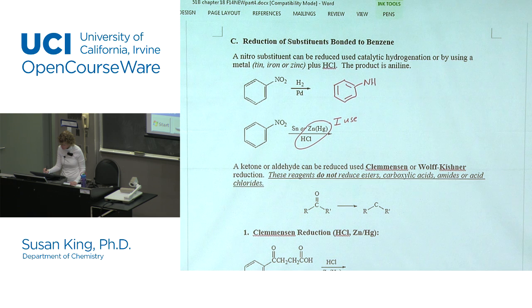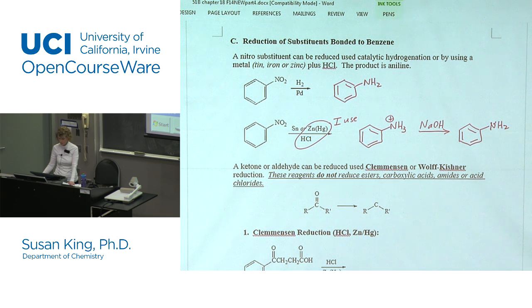So for both of these, H2 and palladium reduces this to an NH2. Now we have a way to make aniline that we didn't have before. Zinc and mercury amalgam and hydrochloric acid will make aniline also, but since you're in acid, it will be protonated. So if you use this method to make aniline, you have to add an extra base, what we would call a basic workup. So those are two new ways to make aniline that will be very useful in synthesis.